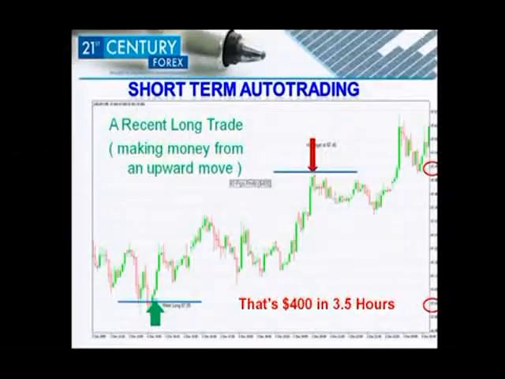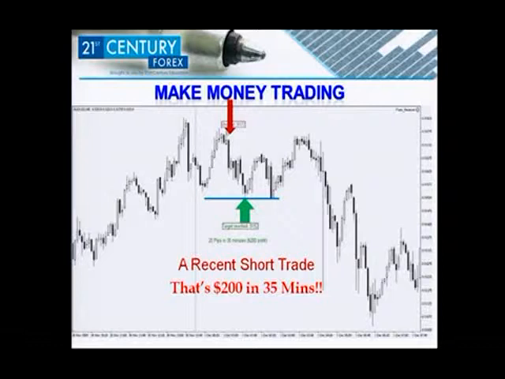This is just a couple of example trades. This is a long trade. We bought it down the bottom at the green arrow and we took our profit up here 3.5 hours later. This was a trade earlier this year. These are just examples to show you. This was a 40 pip trade at $10 a pip. If you were trading it at $1 a pip, obviously it'd be 40 bucks.